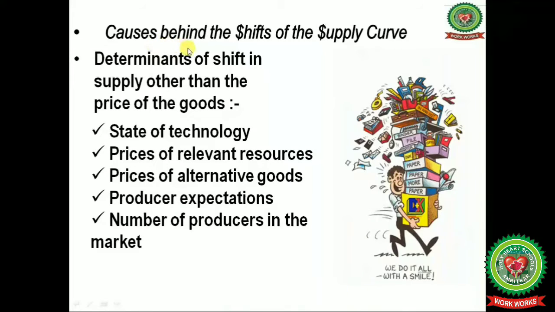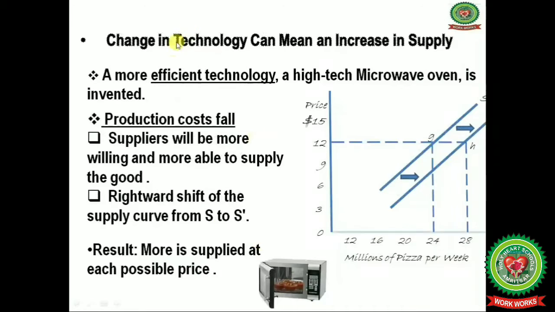Next one is causes behind the shift in the supply curve. Determinants of shift in supply other than the prices of the goods. First one is state of technology, prices of relevant resources, prices of alternative goods, producers' expectations and the number of producers in the market. First one is change in the technology can mean an increase in supply.